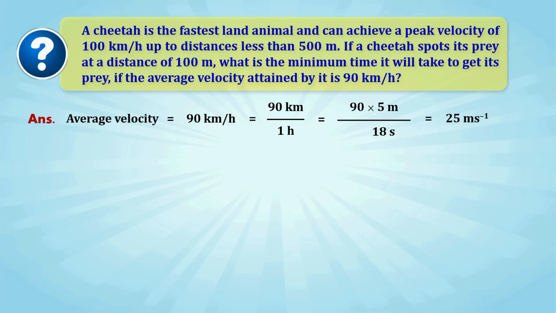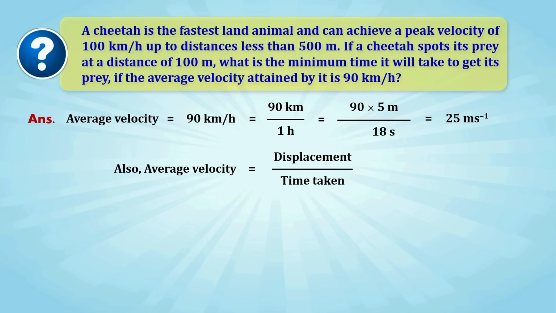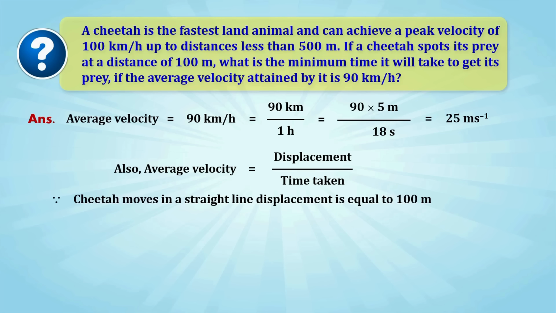Now, use the formula for average velocity. Average velocity is equal to displacement divided by time. The cheetah moves in a straight line. Therefore, the displacement is equal to 100 meters. Rearranging the formula, time taken equals displacement divided by average velocity. Substituting the values, time taken equals 100 divided by 25. This gives the time taken as 4 seconds. Hence, the minimum time taken by the cheetah to reach its prey is 4 seconds.